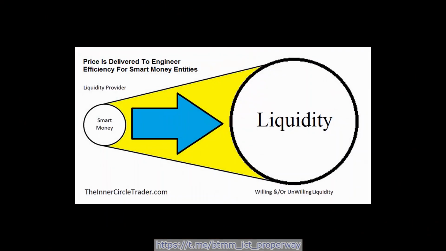When we trade, we look at the marketplace to provide clues in which the smart money is going to be utilizing the liquidity that's made available for willing or unwilling liquidity in the form of the funds and uninformed money. You have to think like that liquidity provider. Price is delivered to engineer efficiency for the smart money entities only.